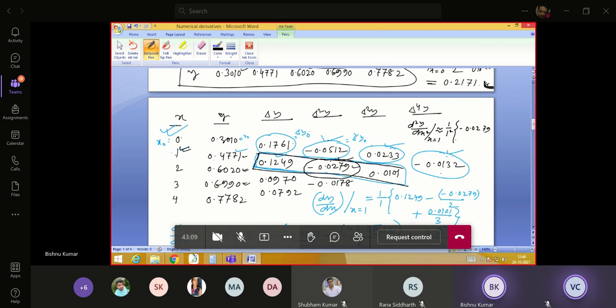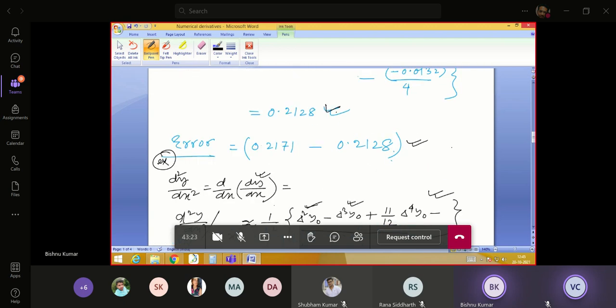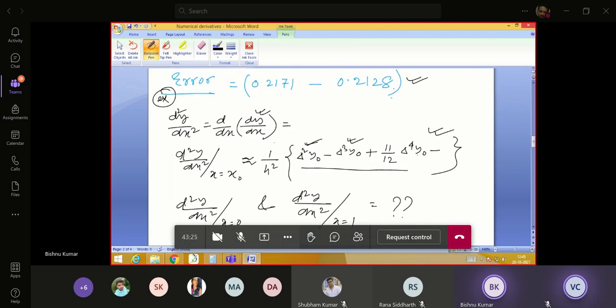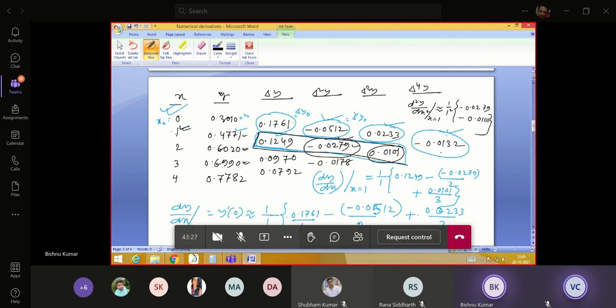The second difference is this, minus 0.0279, this minus the third difference, 0.0101. This is the second derivative at the point 1. Only that is the formula. You don't have the fourth difference term associated with 1. After that, you don't have diagonal elements. So only these two terms you need to construct the second derivative.